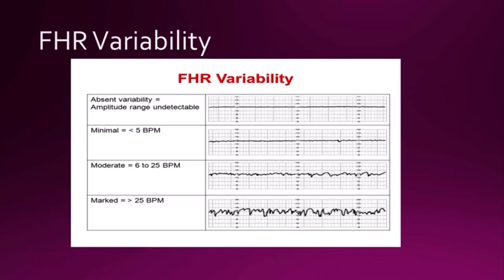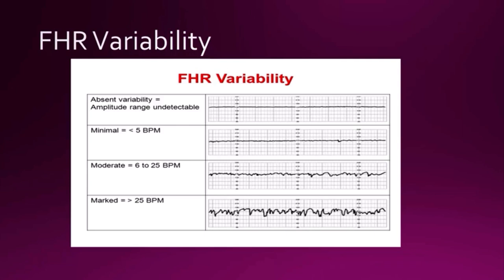And marked is pretty easy to pick up because it's extremely chaotic. The heart rate's just all over the place. It's difficult to even determine where the fetal heart rate is most of the time because it's so chaotic. But anything over 25 beats, so if I told you it was 110 to 140, that's 30. That's going to be above 25. So if it's very varied, then that's going to be marked variability.